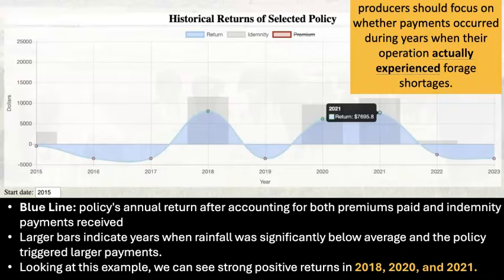Larger bars indicate years when rainfall was significantly below average and the policy triggered larger payments. When evaluating this graph, producers should focus on whether payments occurred during years when their operation actually experienced forage shortages. If the policy consistently pays during drought years and provides protection when it is needed most, then the selected intervals may be a good fit for the operation.